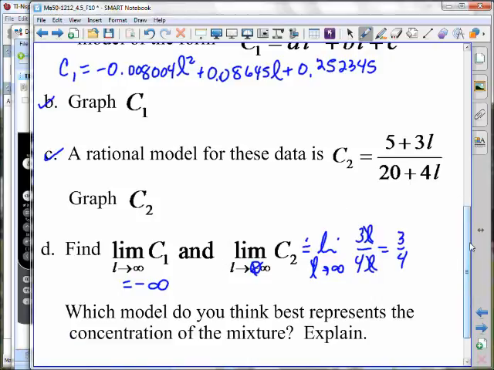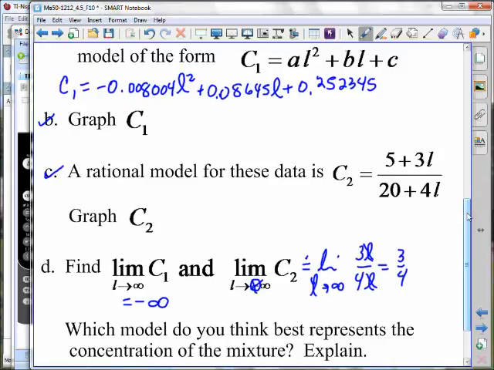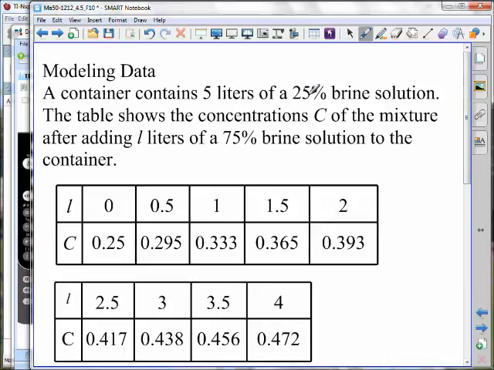Now, think about it. You know, sometimes we get so involved with the numbers we forget to think about what we're actually doing. Imagine you've got 5 liters of 25% brine solution, and you keep adding solution of 75%. What would you expect that concentration to be after a while? You would expect it to be 75%.